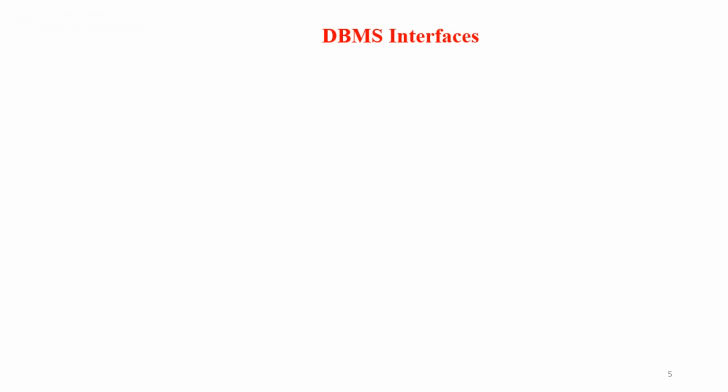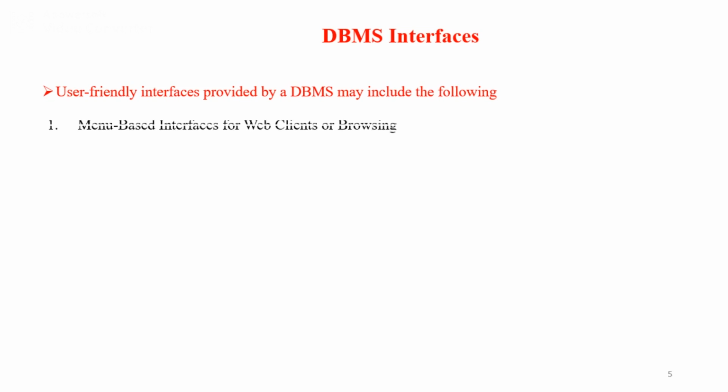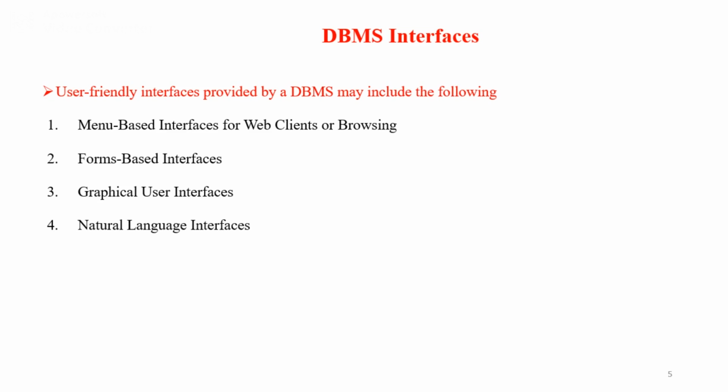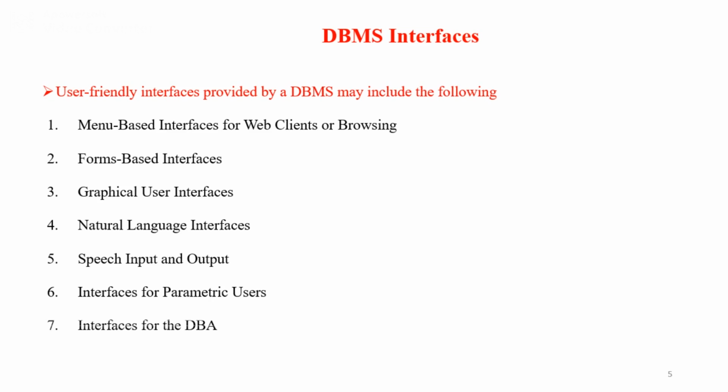Next is DBMS interfaces. There are several DBMS interfaces. To make a user-friendly interface along with the DBMS, we are using a different set of interface facilities. The first one is menu-based interfaces for web clients or browsing. Second one is form-based interfaces. Third one, graphical user interfaces. Fourth one, natural language interfaces. Fifth one is speech input and output interface. Sixth one is interface for the parametric user. And last one is interface for the DBA.